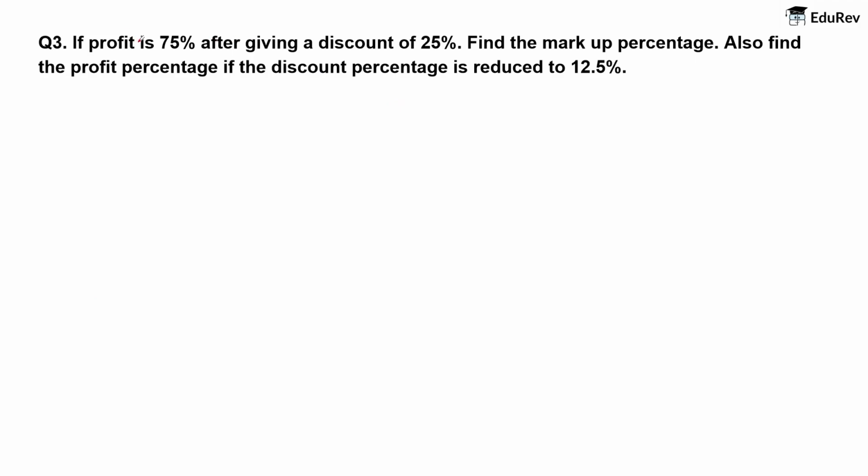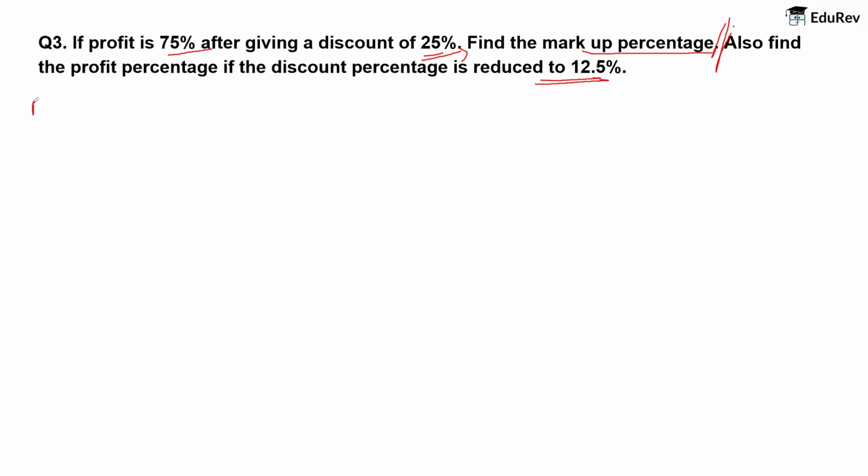Okay, so now let's move to the next question number 3, which says if a profit is 75% after giving a discount of 25%, find the markup percentage. Also find the profit percentage if the discount percentage is reduced to 12.5%. So you can see that this question has two parts. So let's first divide the question into parts and focus on the first part, which says if profit is 75% after giving a discount of 25%, find the markup percentage.